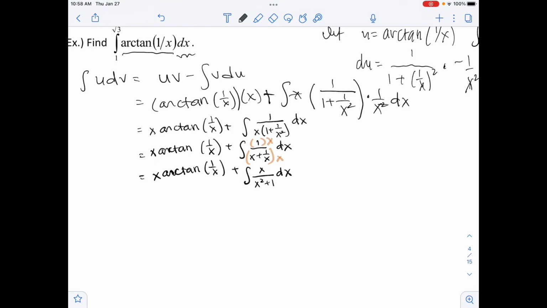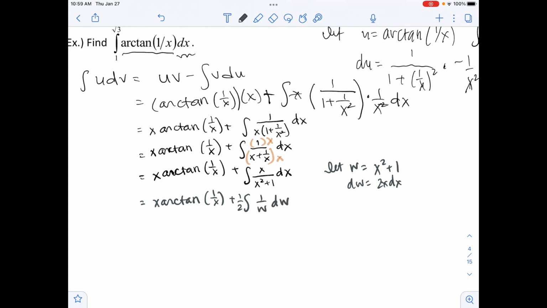Since we defined u up above, I'm going to let w equal the denominator, which is x squared plus 1. And then taking the derivative of both sides, we get dw equals 2x dx. And from here I'm going to use my u substitution, or w substitution in this case. So I have x arctan 1 over x plus, and this time I have the integral of, and I'm going to end up with 1/2. I'll put the 1/2 out in front of the integral. And I have 1 over w dw.